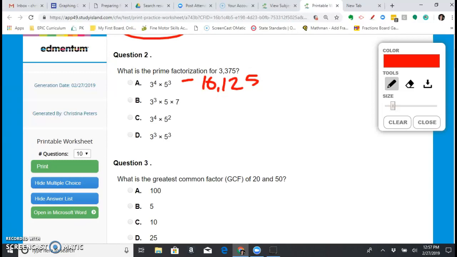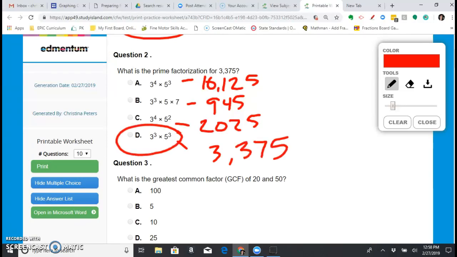3 caret button 3 times 5 times 7. 945. 3 caret button 4 times 5 caret button 2. 2,025. So right now you probably picked D, right? But let's go ahead and look. 3 caret button 3 times 5 caret button 3 happens to be 3,375, and I may not remember what prime factorization means, but I can use my calculator.